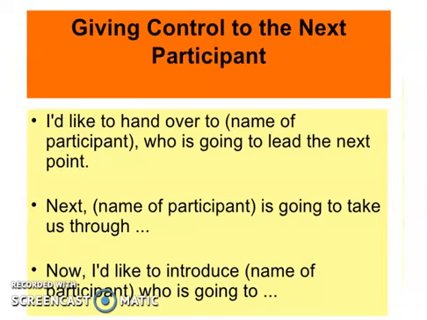Giving control to the next participant. How should we do this part? Let's see. I'd like to hand over to Mr. Kelly, who is going to lead the next point. Next, Mrs. Kelly is going to take us through. Now I'd like to introduce Mrs. Kelly, who is going to... and this way we may continue.